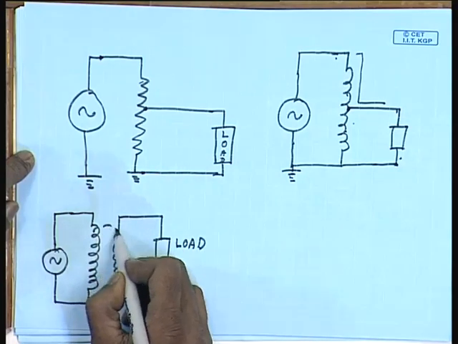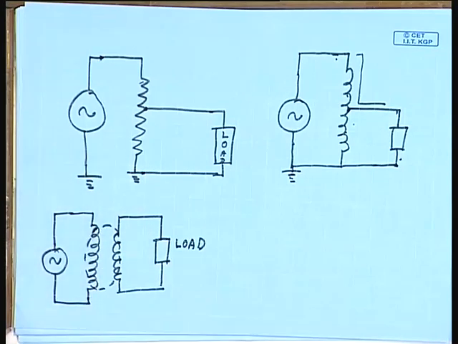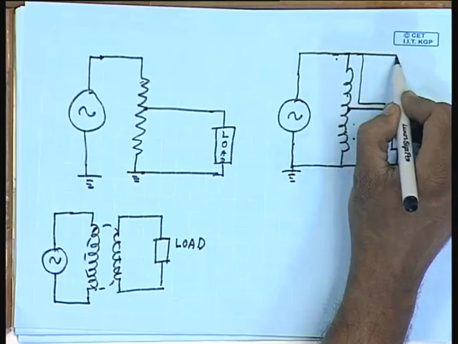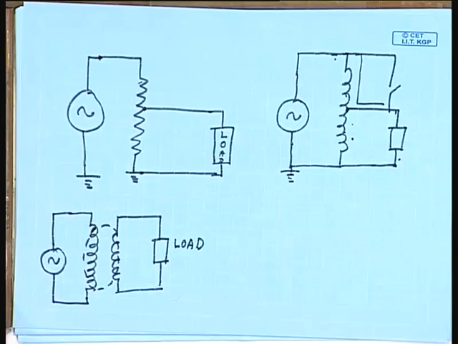These two windings are magnetically coupled, and power transfer takes place through this magnetic field. Now, this arrangement has some advantage over this. Just consider that there is a short circuit somehow between these two terminals. What will happen?